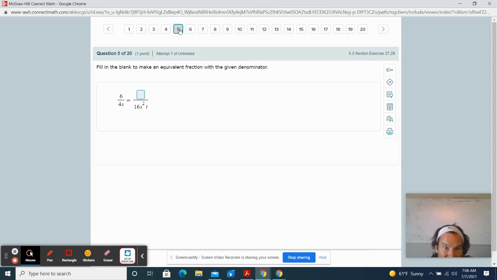Problem number 5 talks about making equivalent fractions. If the denominator changes, remember I said the numerator has to change. Here the denominator definitely changes. We have 4s, and then here we have 16s squared t. So you need to think about what you have to multiply 4s by. What do we multiply 4s by to get 16s squared t? Let's look at the numbers first. What do we multiply 4 by to get 16? We have to multiply 4 by another 4.